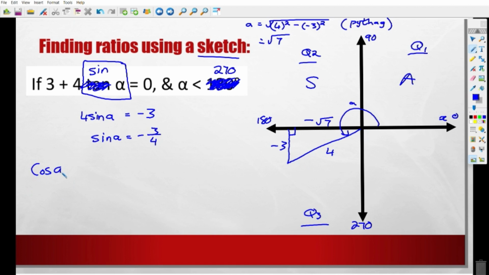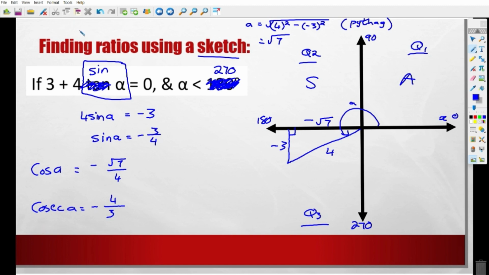So if I can now ask you anything, I want you to go and find cos of A for me. I'm working with just this angle here. Cos, we know it's adjacent over hypotenuse, so it's negative square root of 7 over 4. And if I tell you to go find cosec of A, we know cosec is the reciprocal of sine. Sine is opposite over hypotenuse, so cosec is going to be hypotenuse over opposite, which is 4 over negative 3.